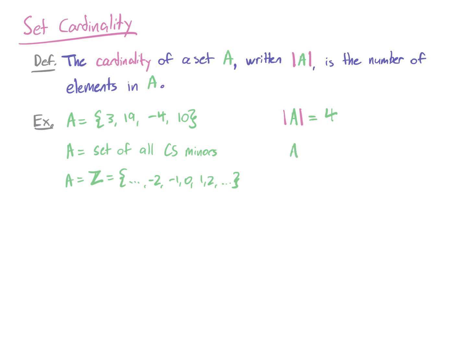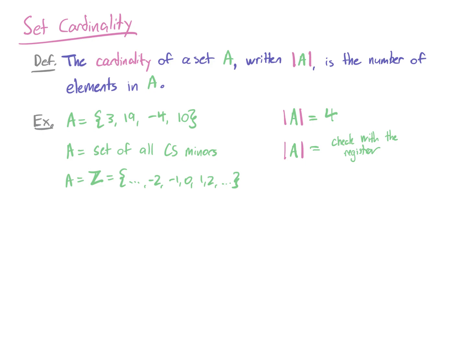Okay, what about the next one? I want to again know the cardinality of A, where this time the set A is equal to the set of all computer science minors. This time I don't personally know how many computer science minors there are, so to know the cardinality of this set, we would have to check with the registrar, and they could tell us how many computer science minors there are. That would be the cardinality of A.